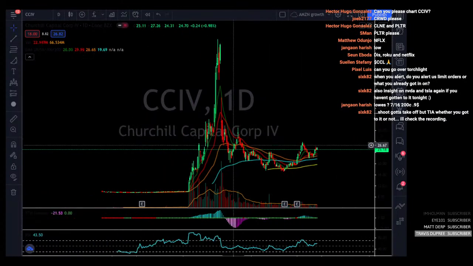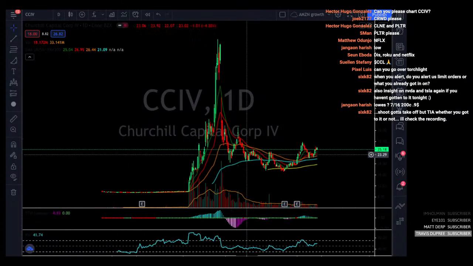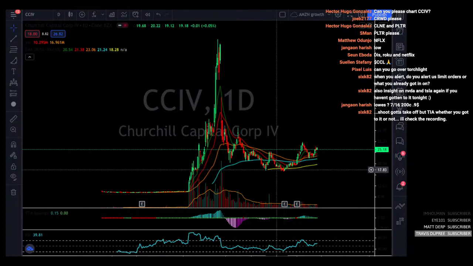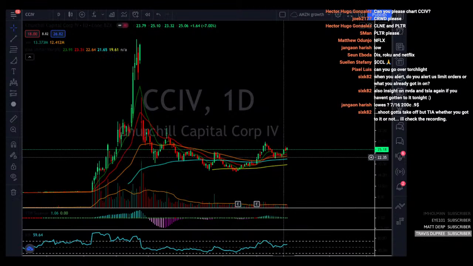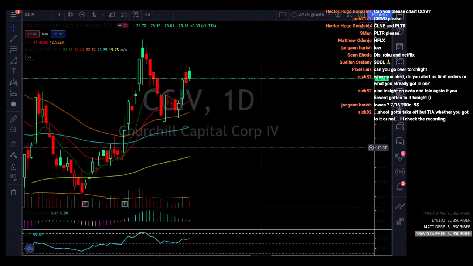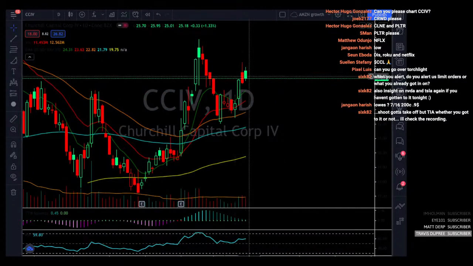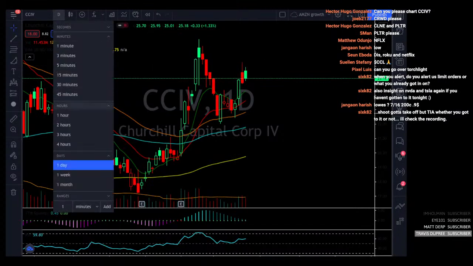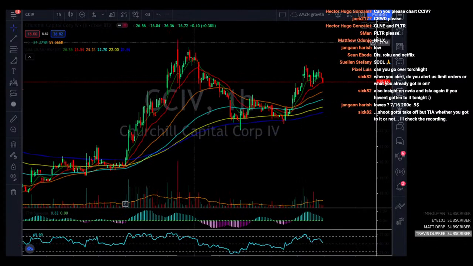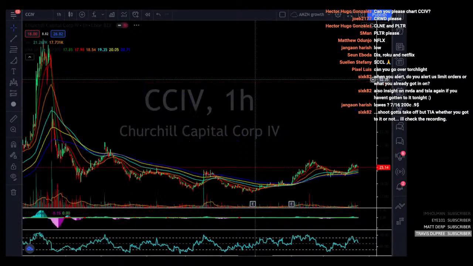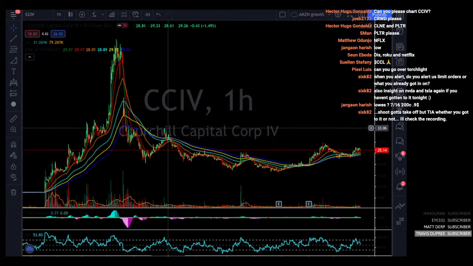You can see that there's a lower low, kind of a double bottom here, but it did go a little lower. But now we just formed another higher low and it looks like we're actually going up. So depending on if we break out this consolidation over here, you can see on the hourly that CCIV is consolidating over here. If we break that out and test this $27 range, we do have a possibility to go right back up to $33.